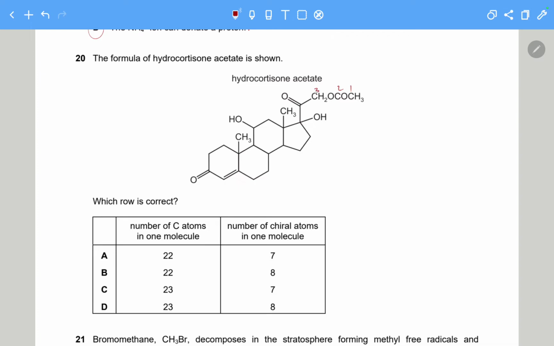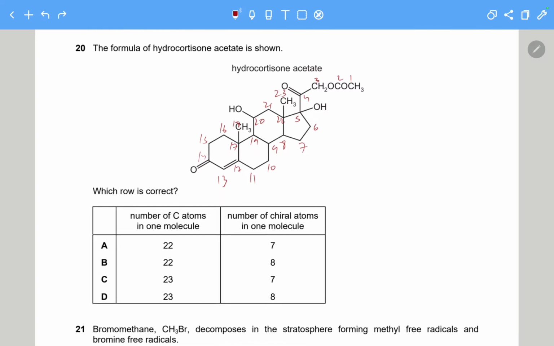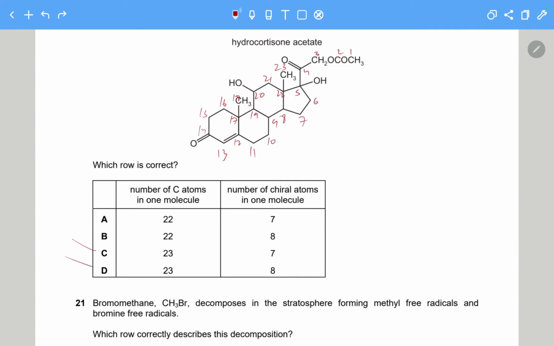1, 2, 3, 4, 5, 6, 7, 8, 9, 10, 11, 12, 13, 14, 15, 16, 17, 18, 19, 20, 21, 22, and that's probably it. Wait, I think I'm missing one over here. Yeah, 23, this methyl group. So be careful. There are 23 carbon atoms. Make sure you account for all of them. So we have narrowed it down to C and D.